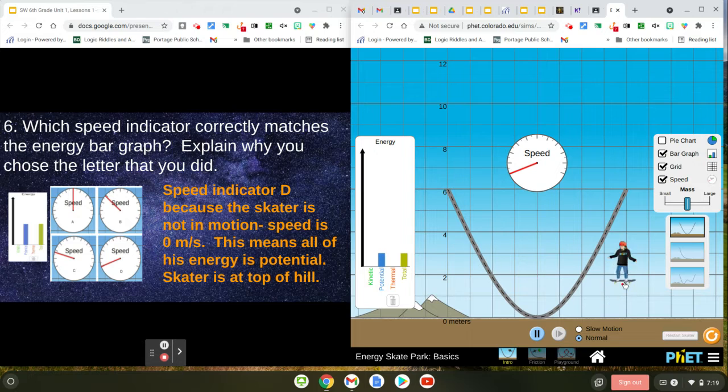So let's place the skater up and all potential. If we let the skater go, we can see the speed dial going up. So the speed of the skater is increasing, and therefore the kinetic energy is increasing. All right, kinetic energy is starting to decrease, potential energy is increasing. Oh, and the speed is dropping as the skater is going up the hill and gaining potential but losing kinetic.